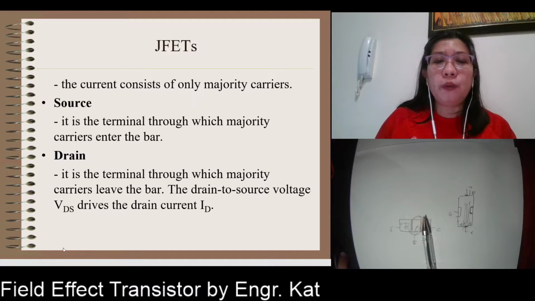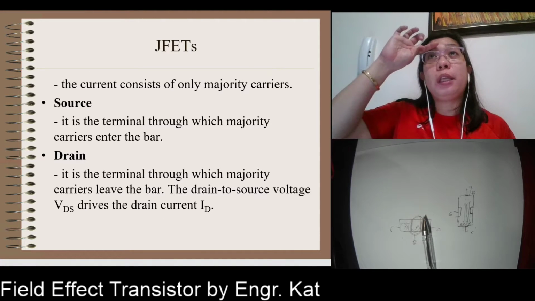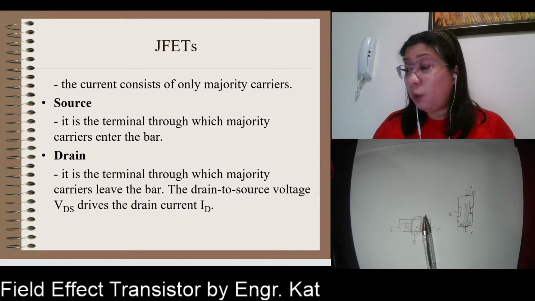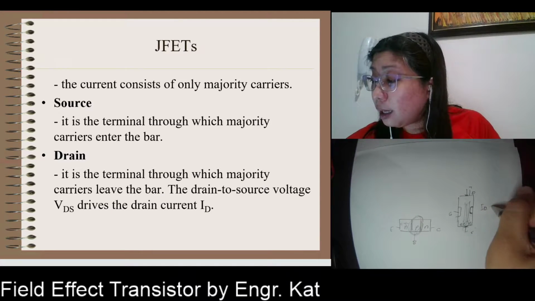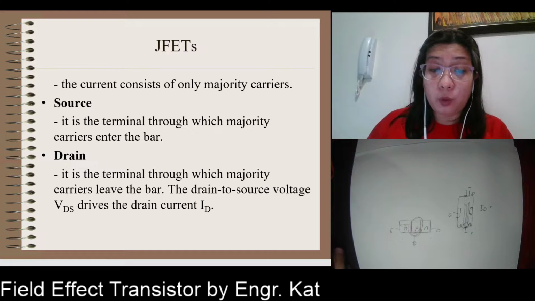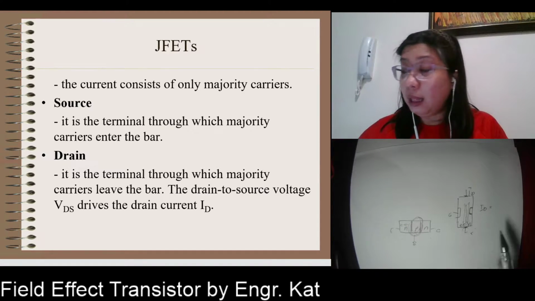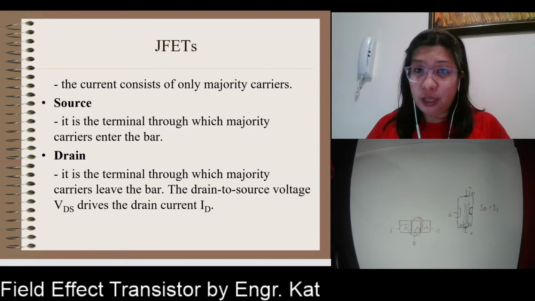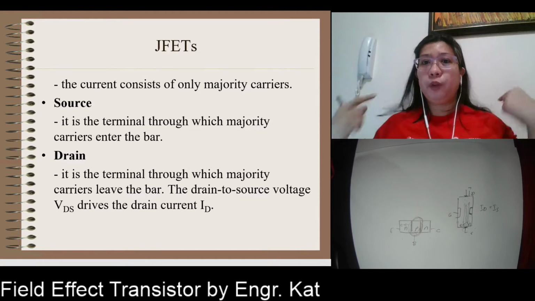The drain-to-source voltage, or VDS, drives the drain current. Actually, we only have one current involved in JFETs, and that is the drain current. Why? Because since we are only passing through the same channel, your drain current is the same as your source current. So we will just be using the drain current for both of them.